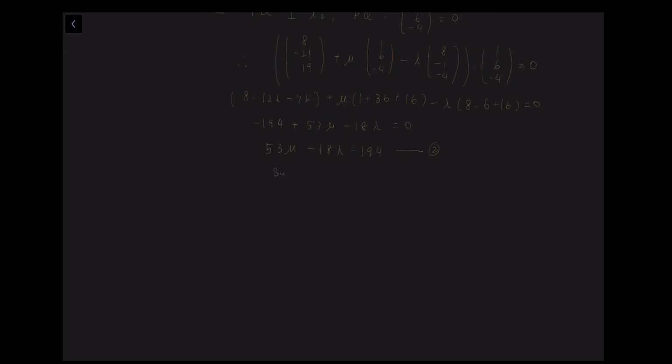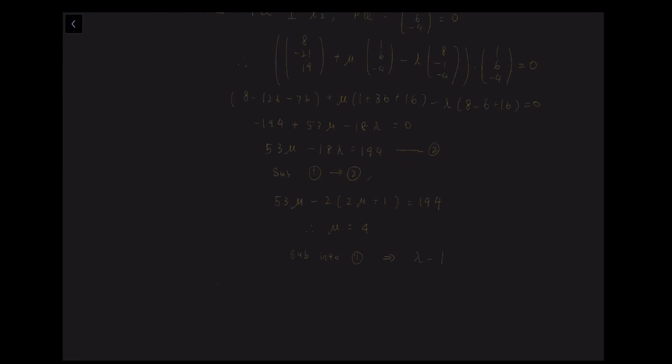Now we have obtained two simultaneous equations. So now we will insert the first into the second equation to solve for mu and lambda. So we obtain 53 mu minus 2 times 2 mu plus 1 equals 194, from which we find that mu equals 4. And then substituting mu equals 4 into the first equation, we will obtain lambda equals 1. Thus, we can then find P and Q.